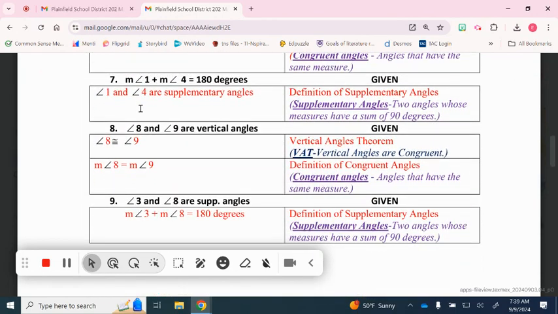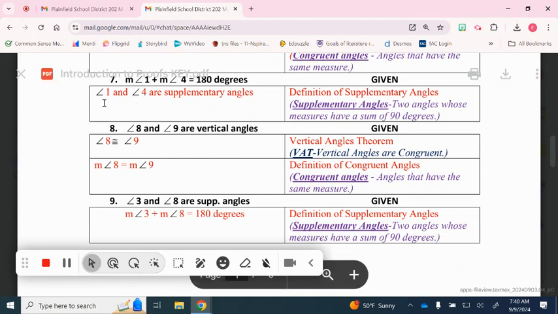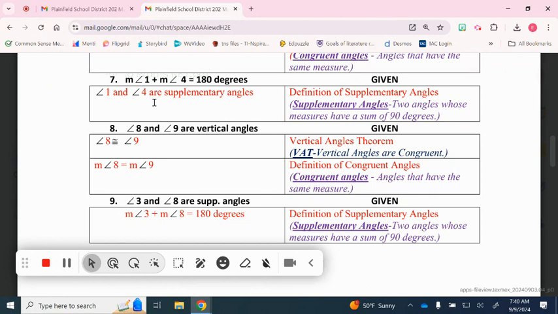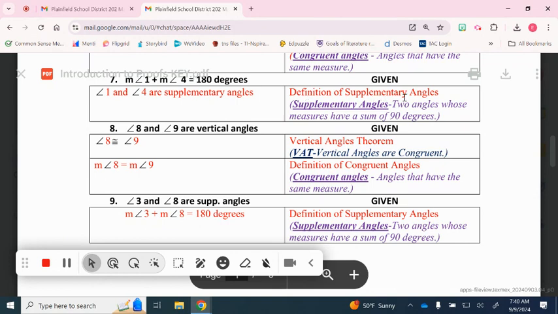All right, so again, you're dealing with the measure of angle 1 plus the measure of angle 4 equals 180 degrees. So in this case, you would write in words, angle 1 and angle 4 are supplementary angles, okay? Remember, if you're not physically dealing with the measures, the M does not go in front. You're not going to put the measure of angle 1. You're just going to state, hey, they're supplementary. And that's by the definition of supplementary angles.